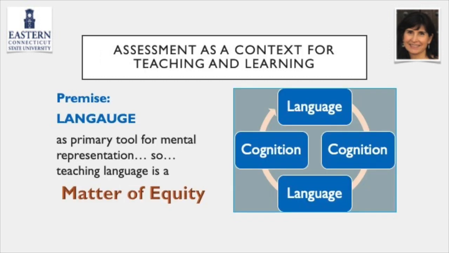So now that we have reflected on our philosophy and the perception of this population of either bilingual or English learners or culturally and linguistically diverse students, we can now start our conversation about the assessment that is appropriate for bilingual learners. I would like to start with 2 premises. One is that language is the primary tool for mental representation, for cognition. This is very much Vygotsky's style.